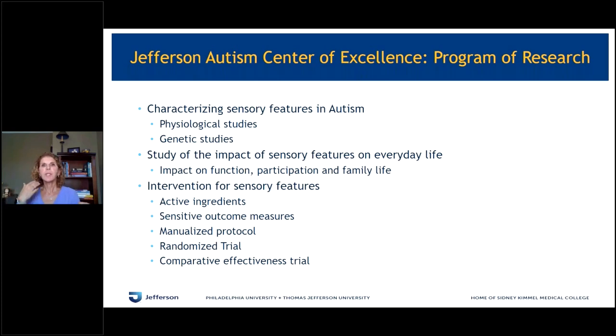Now, at the Jefferson Autism Center of Excellence, we conduct research from neuroscience to intervention research. The neuroscience research focuses on characterizing sensory features physiologically and also looking at different genetic groups. And we also look at how they impact everyday life. Today, I'm going to focus on our intervention studies where we have identified and studied interventions for sensory features in persons with autism.